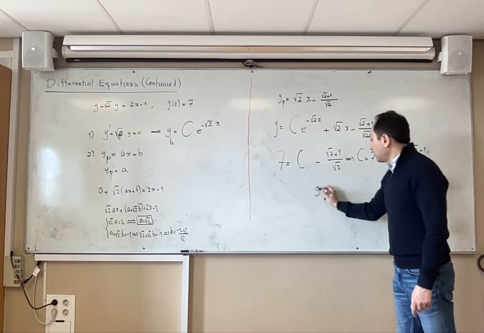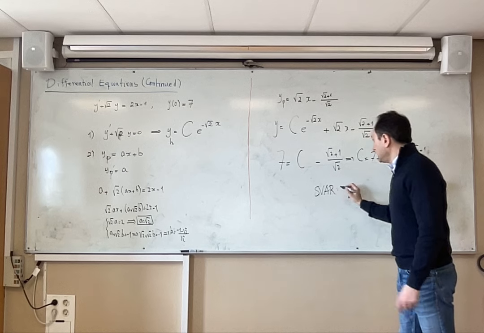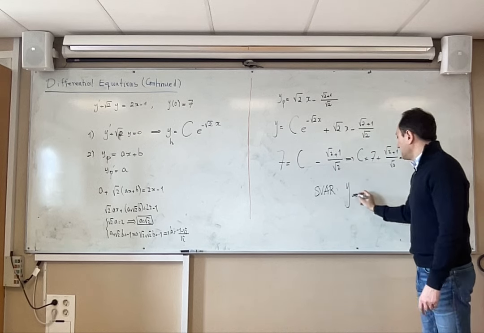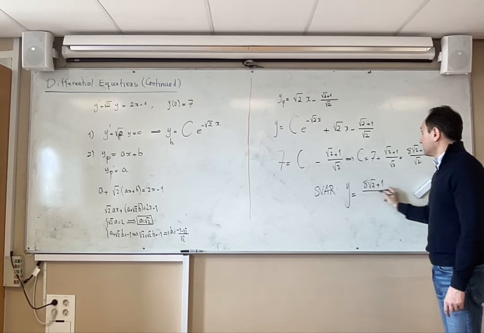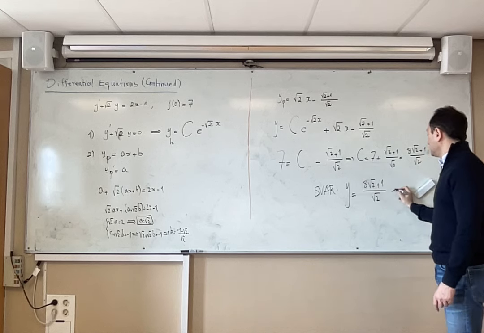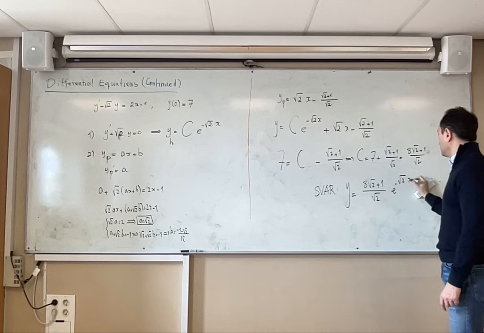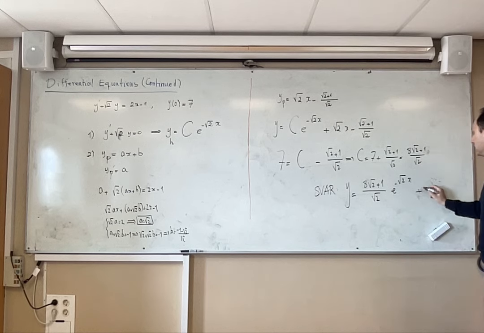And what you need to write as the answer for this initial value problem is y equals, you have to write this strange constant here, and then multiply it by e to the power of minus square root of 2 x, and then plus square root of 2 x minus the square root of 2 plus 1 over square root of 2. So that will be the solution to this initial value problem. I just randomly wrote the square root of 2, it makes no trouble, but anyway.